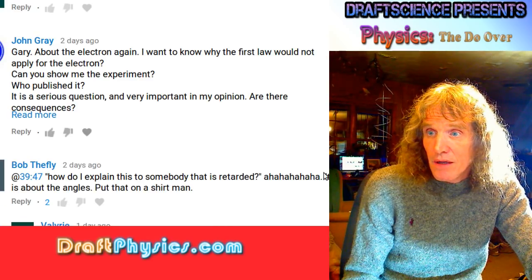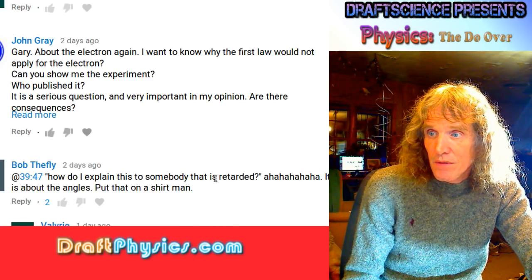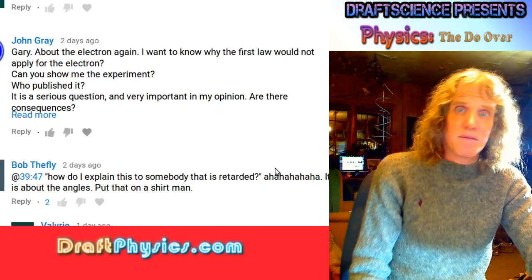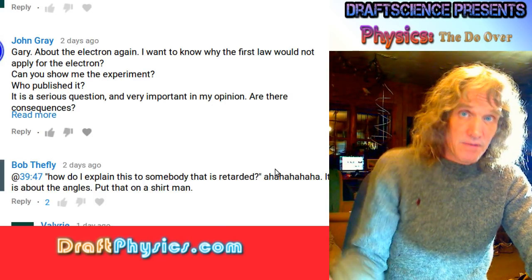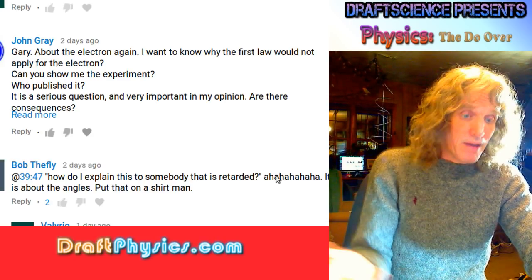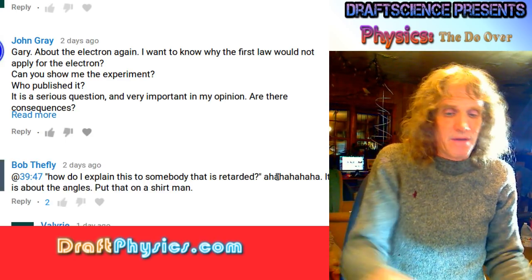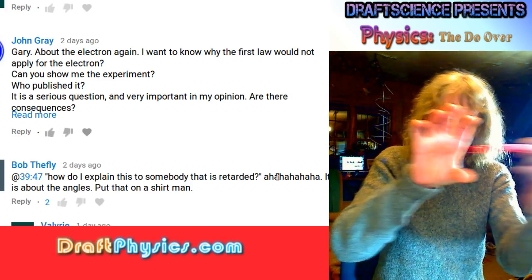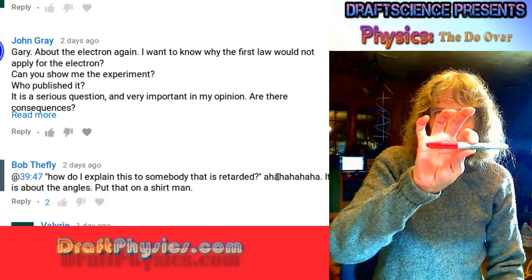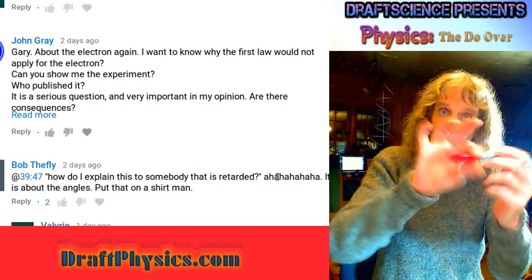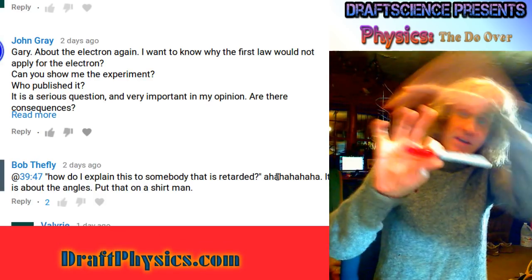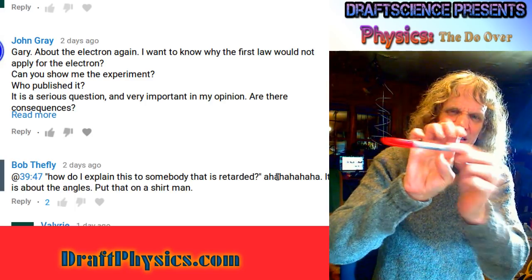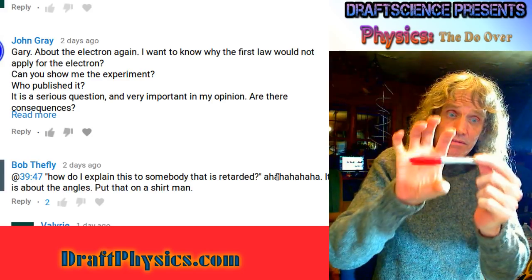Gary, about the electron again. I want to know why the first law would not apply to the electron. It does apply. The point is it's meeting a force. The point is as it's traveling, right? Look, if you understand the theory here, the electron consumes energy in a direction. So the energy goes in, it basically stays in there, and then it can give it up. And the idea is electrons traveling through a field that's constantly bombarding it. So when it has a bias in a direction, that is, it's captured energy in one direction.